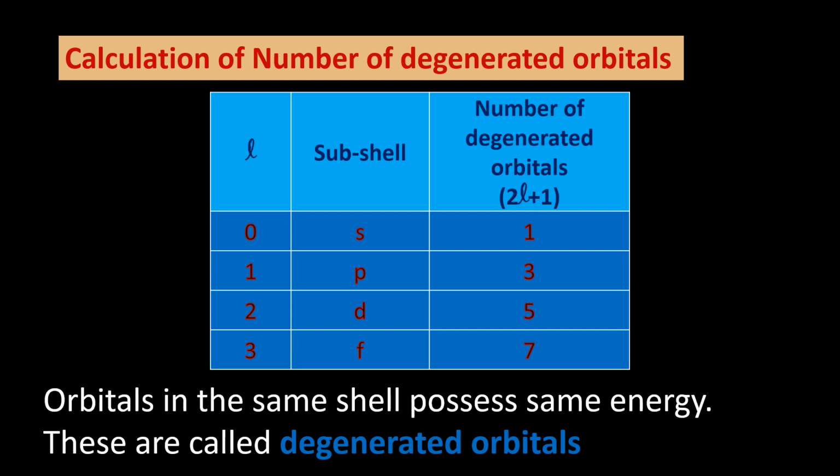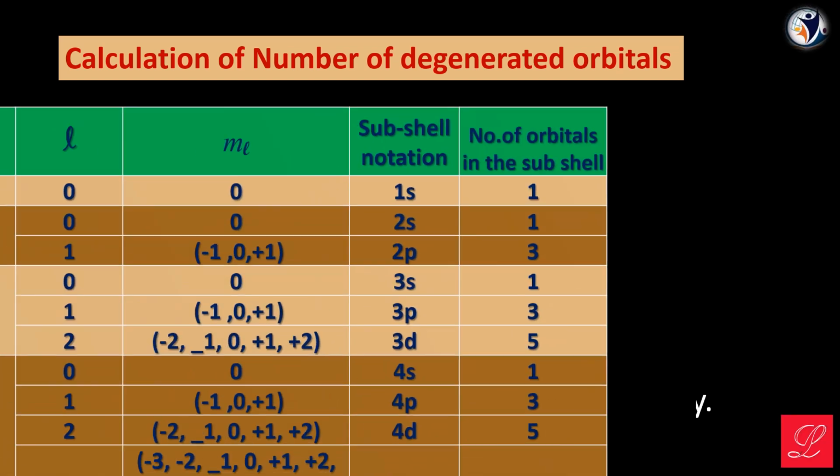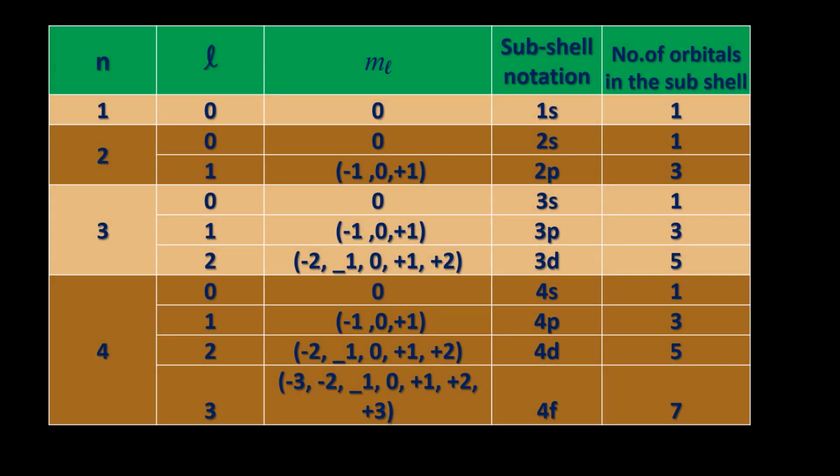S does not have any degenerate orbitals. It has only one, so no problem at all. And P has three degenerate orbitals. How will these be calculated and represented in this way? Let us see. N equals 1 in the sense, L value is 0, ML value 0. That is the subshell notation.